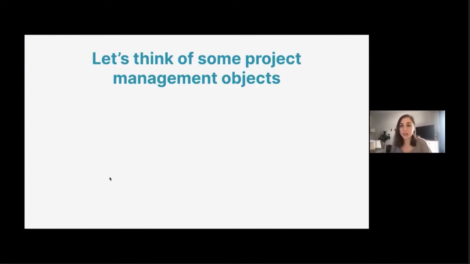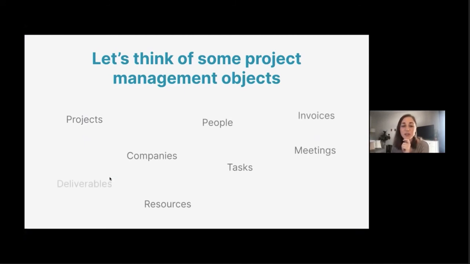All right, so let's think of some project management objects. Like, what are the main things in the system, in the real world, that we're going to think about with project management? So we've got projects, companies, people, tasks, resources, meetings, invoices, deliverables, documentation. So of course there's more objects and some of them can be combined, like meetings and documentation are kind of similar. But today we're just going to focus on projects, people, and tasks.